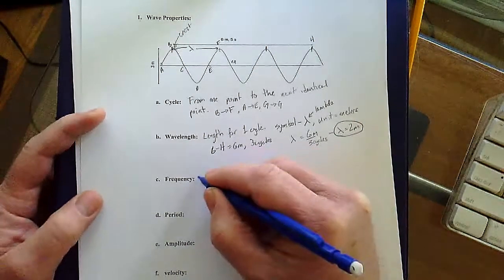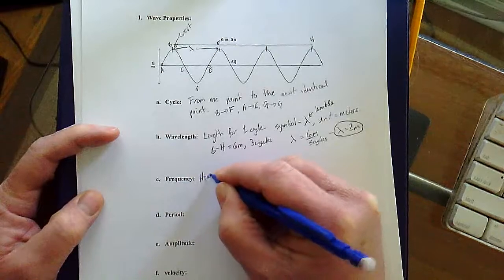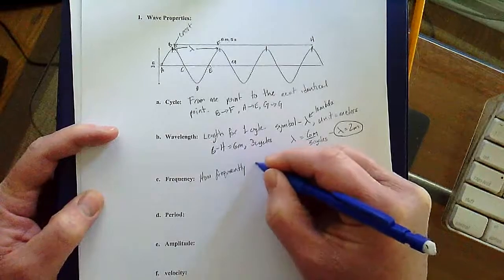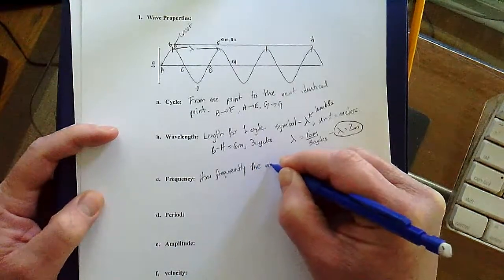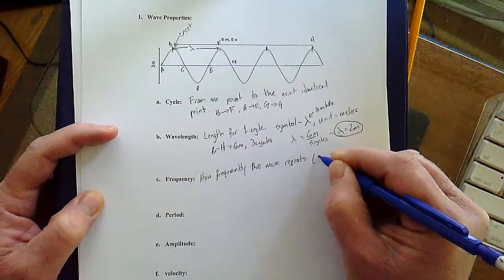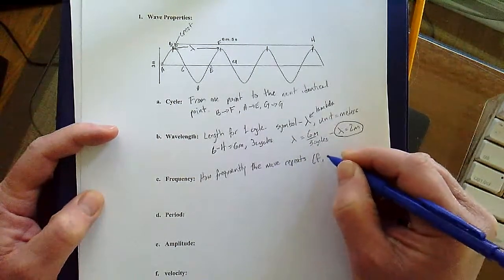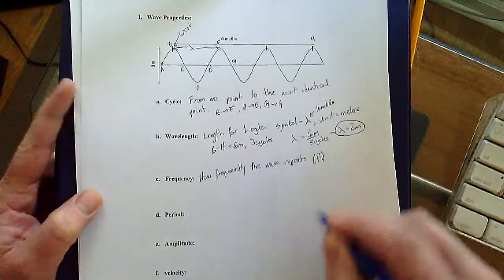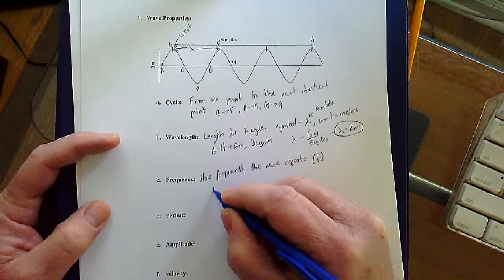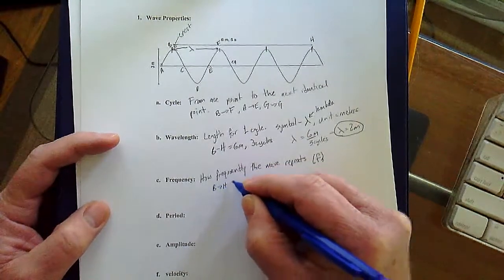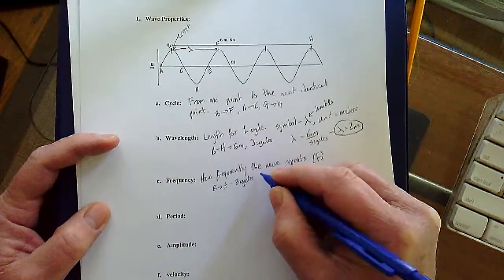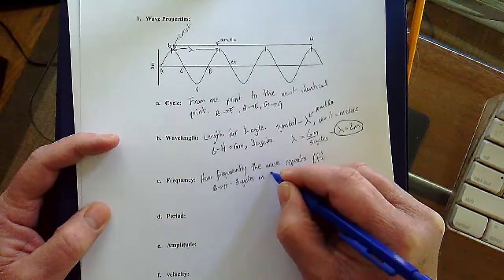Frequency is how frequently the wave repeats. And it's going to be frequency. And we'll talk about the units in just a minute. So for this one, from B to H, I have 3 cycles in 5 seconds.